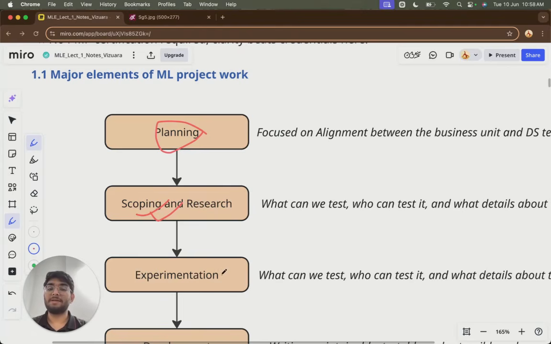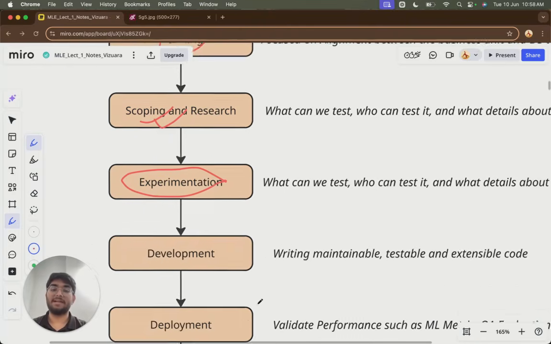Next will be experimentation. After developing a model, you need to experiment with it at some small level. You can ask the government whether we can try this on some local system or on some test data set. This will come under the experimentation part: what can we test and who can test it.